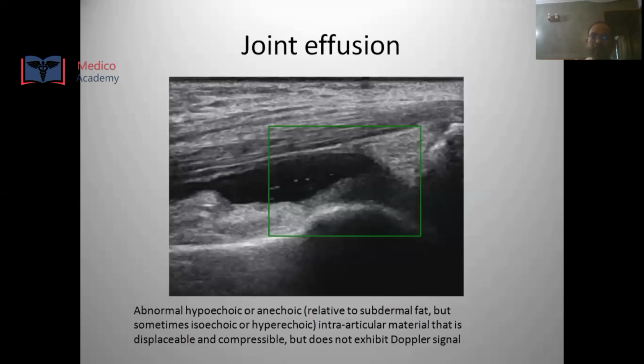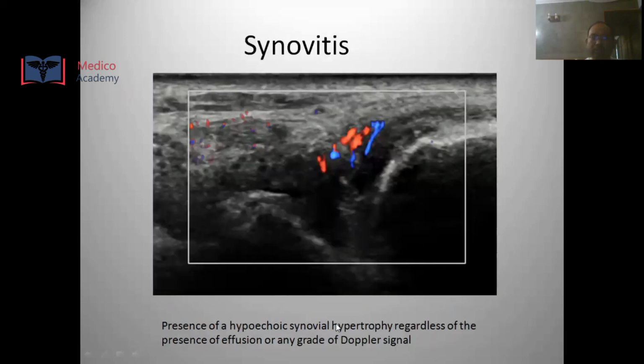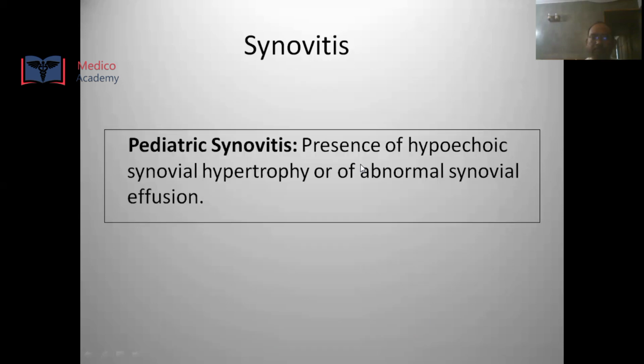Coming to the individual findings in case of inflammatory arthritis, this is a simple case of joint effusion where you are able to see this hypoechoic fluid which is related to the subdermal fat. There is no power Doppler signal seen in the power Doppler box. By definition, this is what joint effusion is. Synovitis is the presence of hypoechoic synovial hypertrophy regardless of the presence or absence of joint effusion or the grade of the power Doppler. This is what you see in the power Doppler activity within the synovium. So this is active synovitis. Pediatric synovitis differs from adult synovitis by definition, as there is presence of hypoechoic synovial hypertrophy or abnormal synovial effusion in pediatric cases.